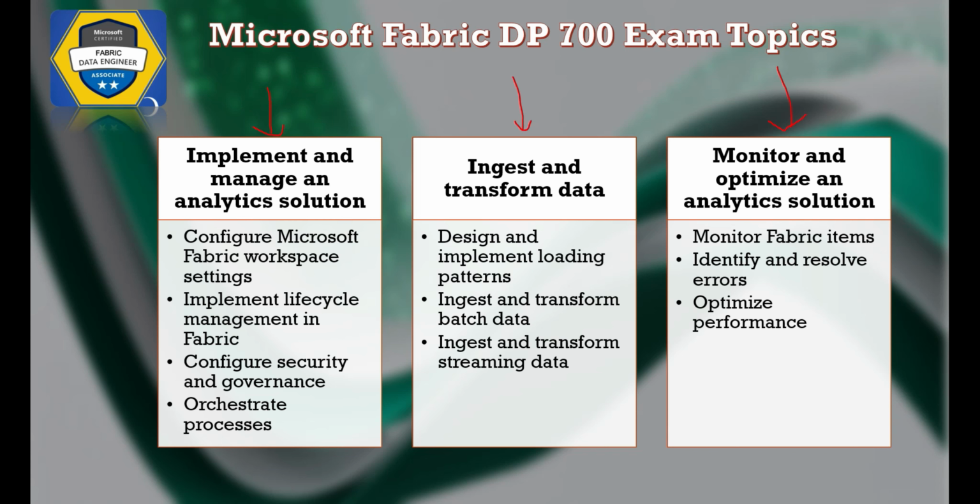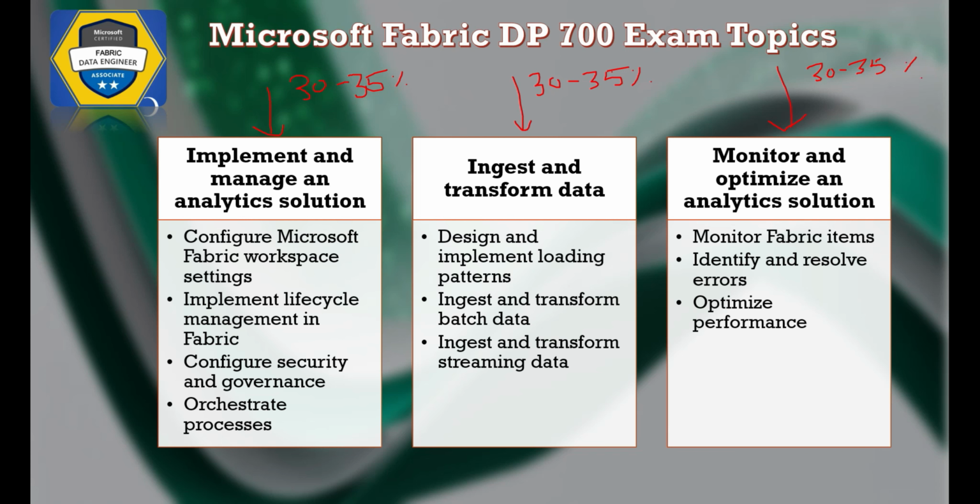Let's see one by one, right? The questions come in particular sections. The first section here is implement and manage an analytics solution. Here around 30 to 35% of questions will be coming, or the weightage of the examination will be 30 to 35%. Similarly, for ingest and transform data, you will see 30-35% of questions, right? And monitor and optimize an analytical solution, again here you see 30-35%.